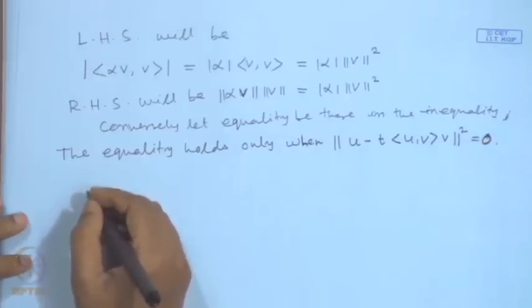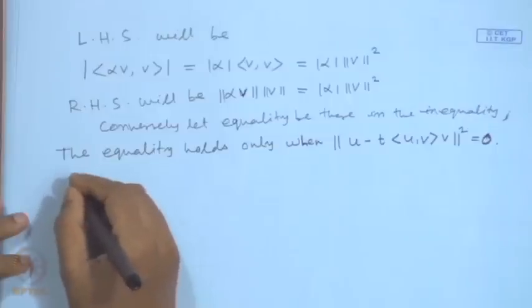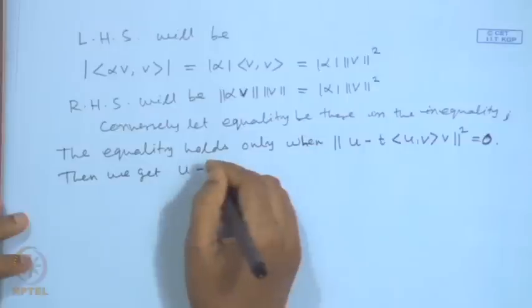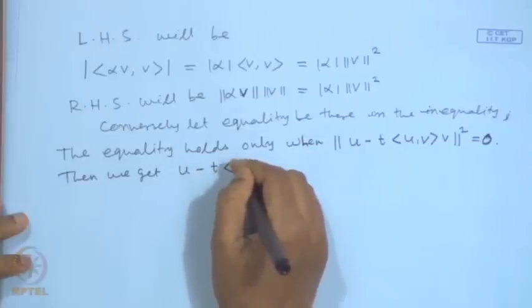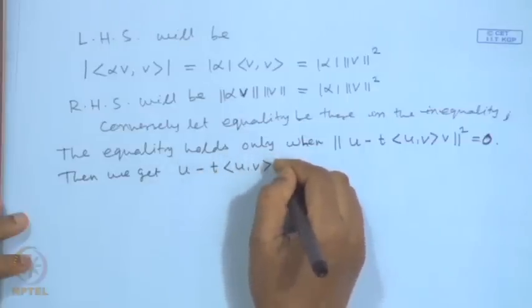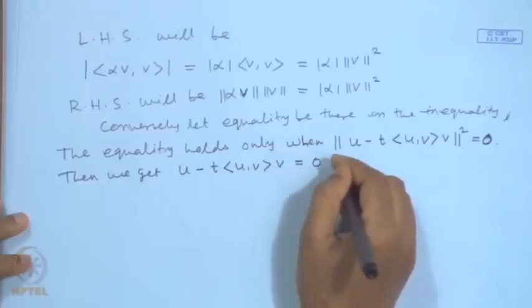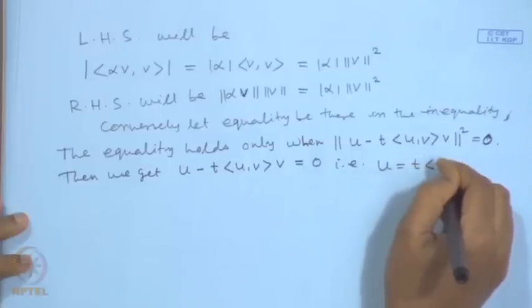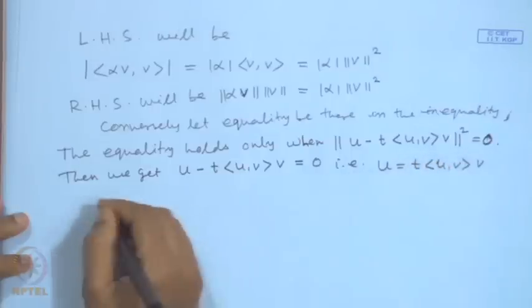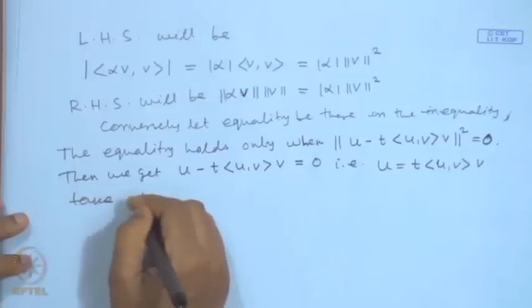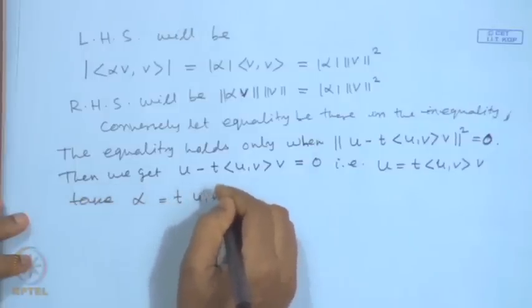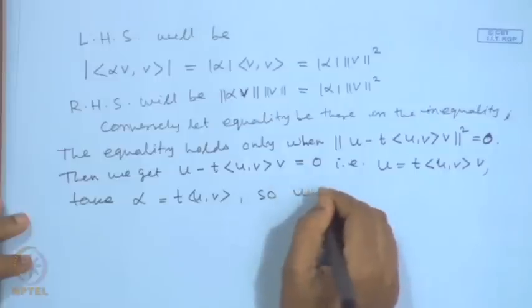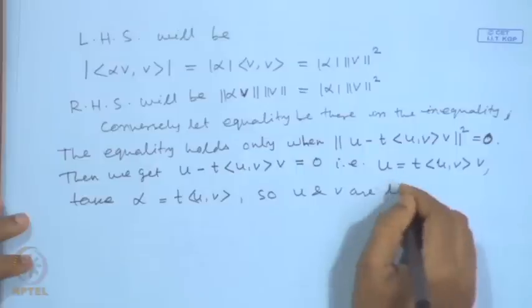So, if this is true, then we get u minus t times inner product u, v into v is equal to 0, that is, u is equal to t inner product of u, v times v. So, take alpha as t times inner product u, v. So, u and v are linearly dependent.